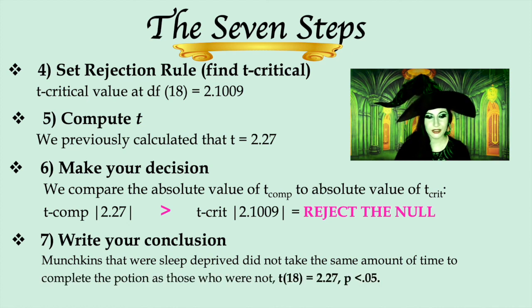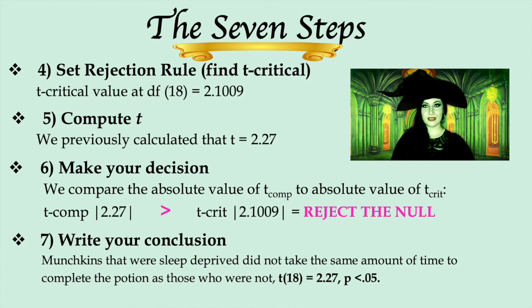And ultimately, our conclusion will say that the munchkins that were sleep deprived did not take the same amount of time to complete the potion as those who were not. And here's the really important part. You put your comma, t, degrees of freedom, which are 18 because n1 plus n2 minus 2, is equal to your t computed value, which is 2.27. And because we've rejected the null, we're going to say comma p, the probability of making an error, is less than 0.05. So once you've written this beautiful conclusion statement, you are in fact done.